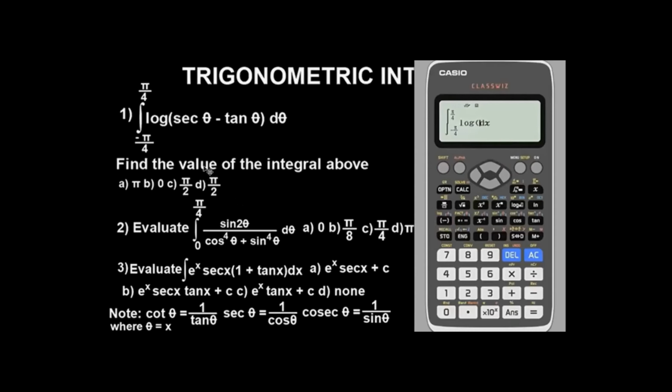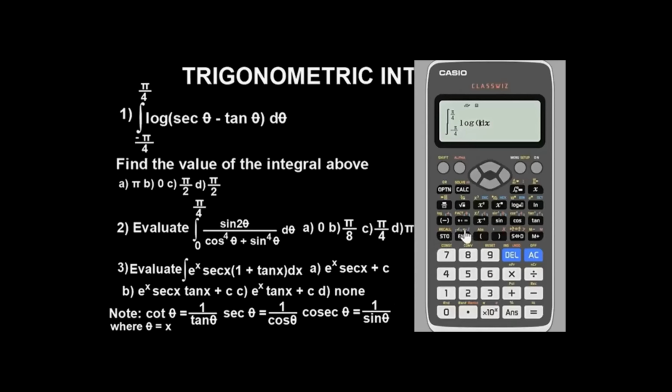Now in bracket you have sec theta. Now guys, there's no sec in this calculator. If you check very well below here, you see I have written notes. Cot theta is the same thing as 1 over tan theta. Sec theta is the same thing as 1 over cos theta. And cosec theta is the same thing as 1 over sin theta. So what we are going to do simply is to replace sec theta with 1 over cos theta, since there is no sec here. Very, very simple, guys. Because in trigonometry, another term for sec theta is 1 over cos theta. The same is applicable to cot and cosec respectively.